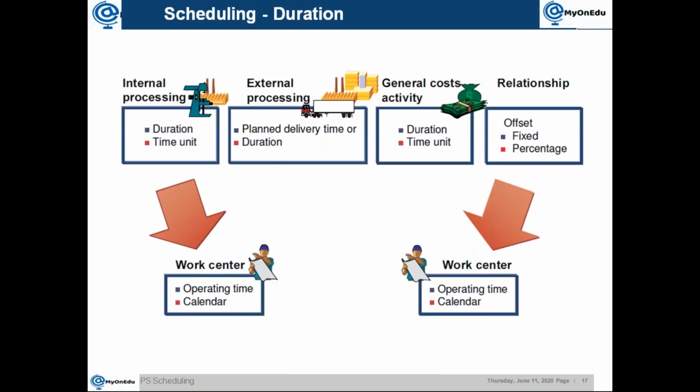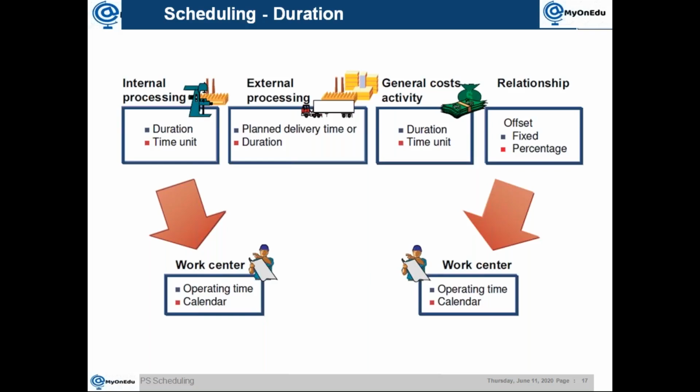Then we have external processing. External processing, service activity: mostly people will use external service activity only for subcontracting purposes. So for external processing activity, the durations are calculated from the planned delivery time. So there is a field called planned delivery time.